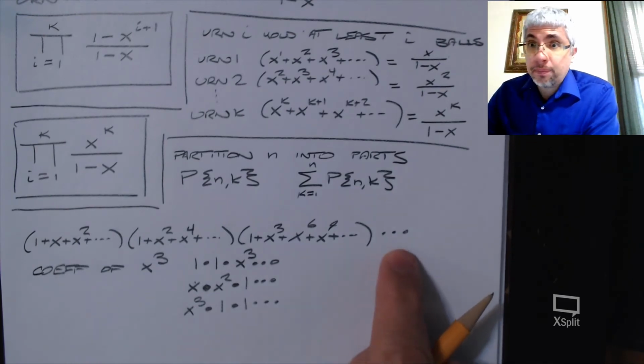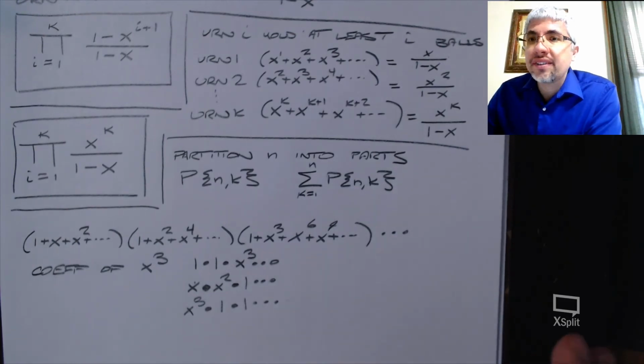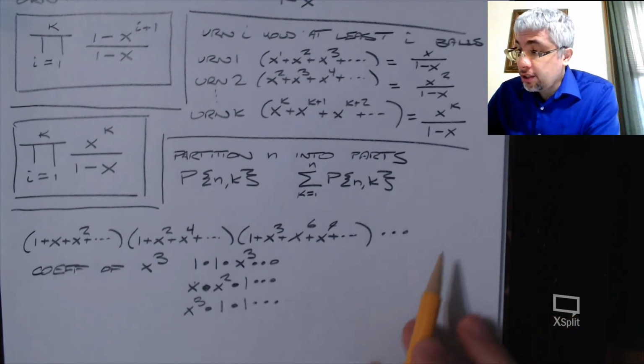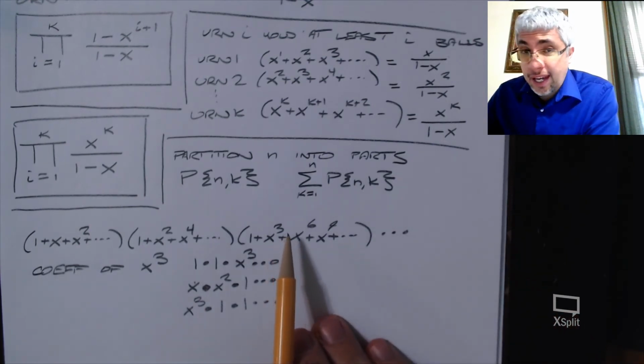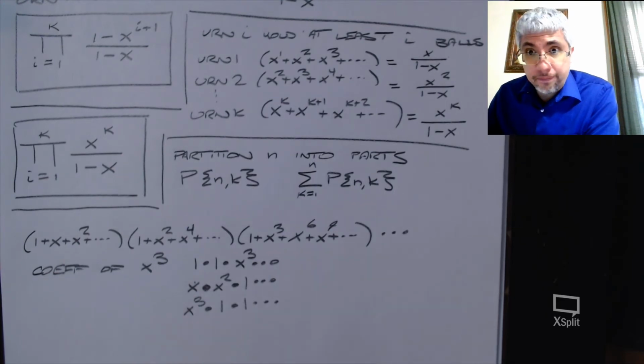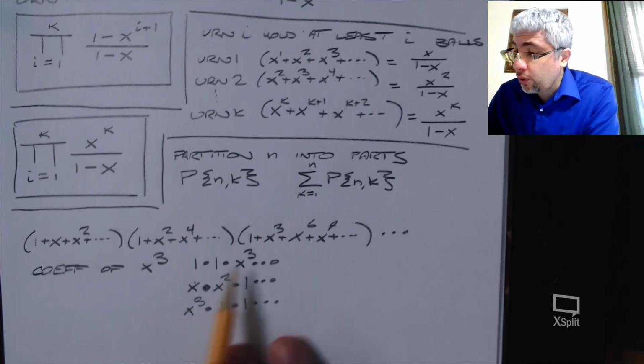Because let's say I want to pick out the coefficient of, I don't know, x to the 10, right? At some point, I'm going to have 1 plus x to the 11, and I can't use that. So when computing the coefficient of x to the 10th, there's going to be finitely many things that I'm putting together. Okay?